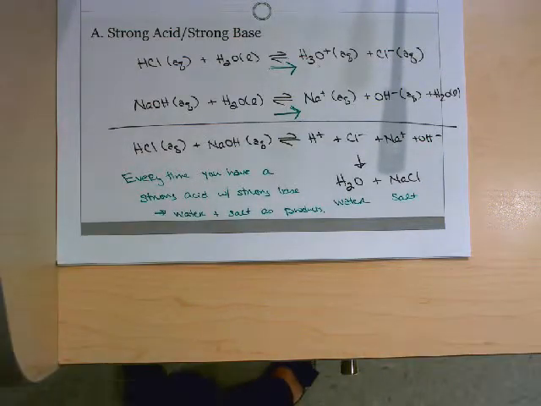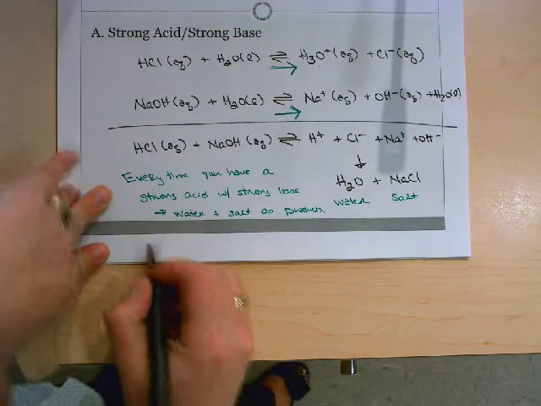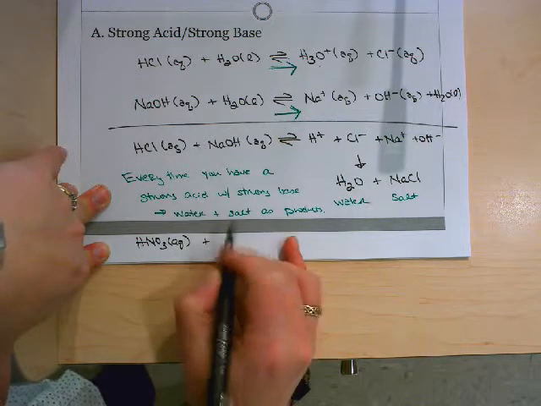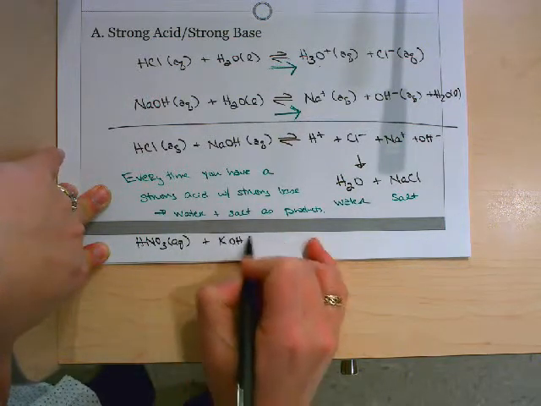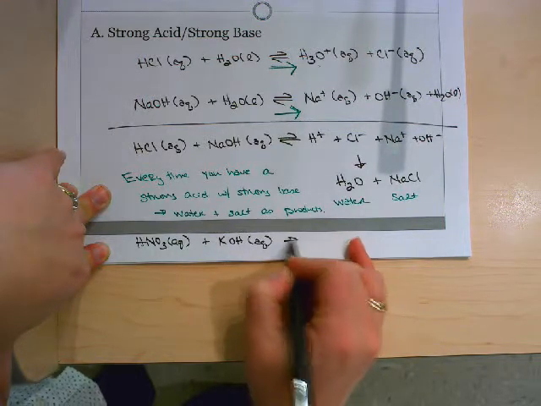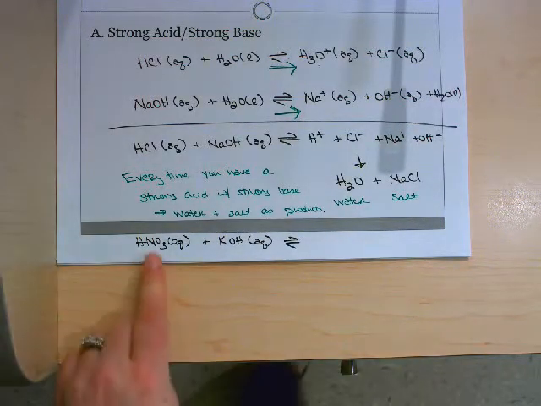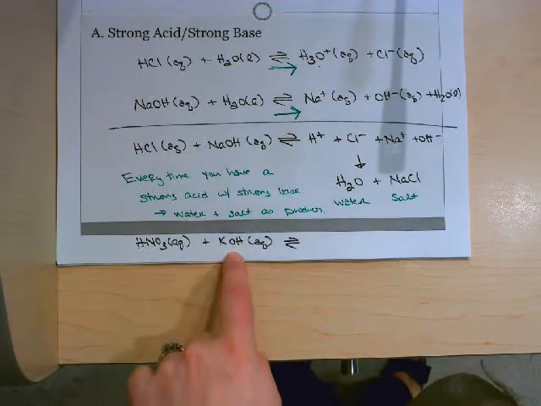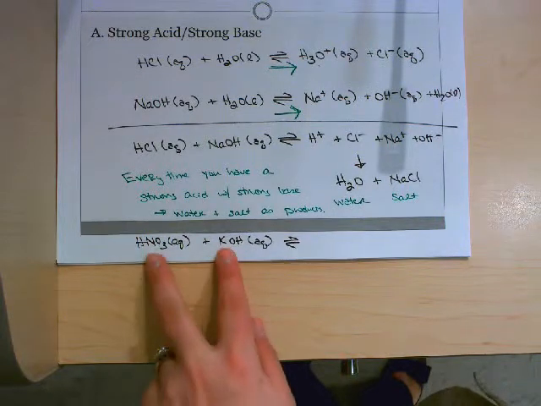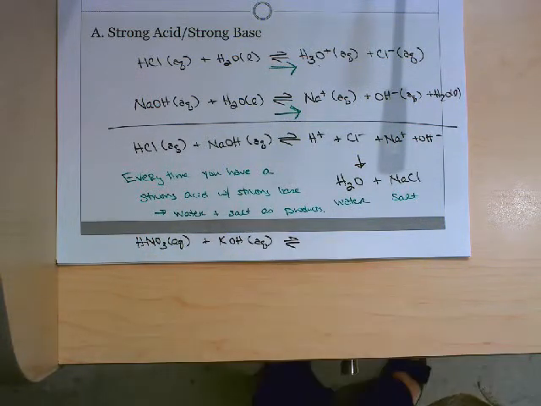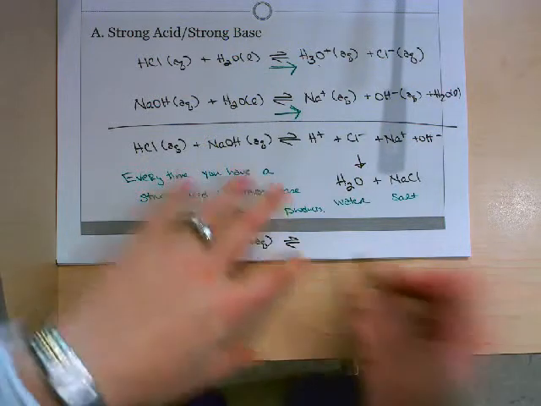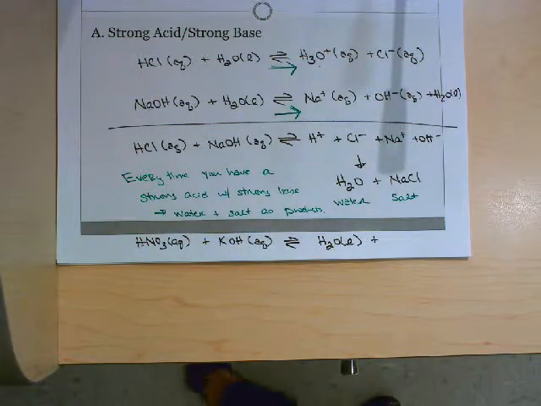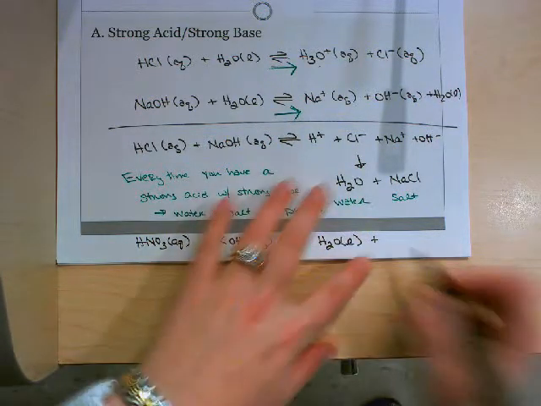Let's do one more of these and then we'll look at some other things. What if I had, what's this one? I don't remember that one yet. Nitric acid, potassium hydroxide. These are both on your strong list. So what must be one of the products? Water. So then what salt is left over? Potassium nitrate.